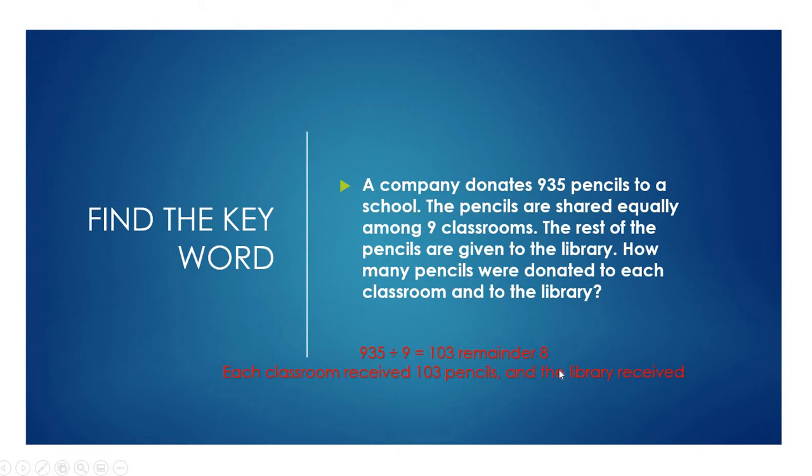So the answer is 935 divided by 9 is equal to 103 pencils, and the remainder is 8. So each classroom receives 103 pencils and the library receives only 8.